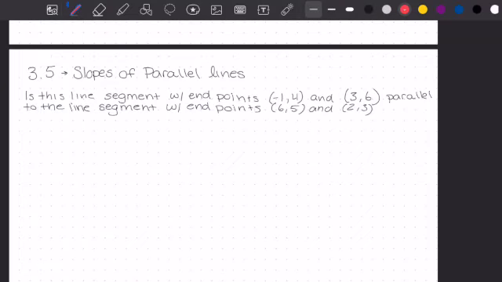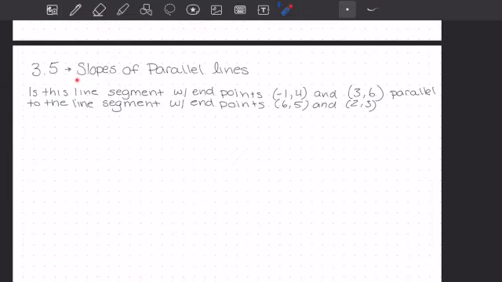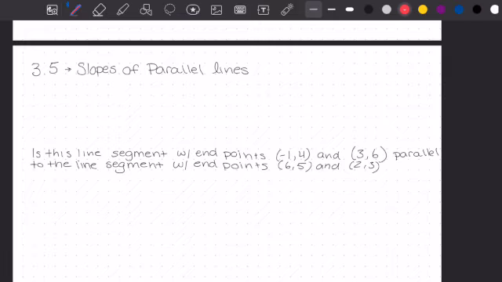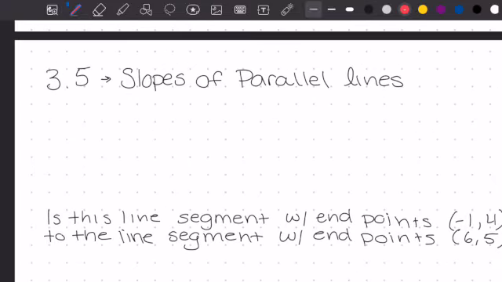Okay, so slopes of parallel lines. What we're going to talk about today is what we know about two lines that are parallel to each other. So I have a question written out here that we're going to look at in a second. But before we do that, I want to talk about a couple of words that we need to know. The first one is parallel.